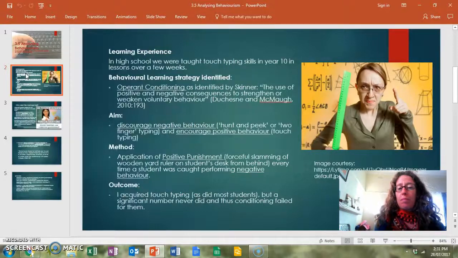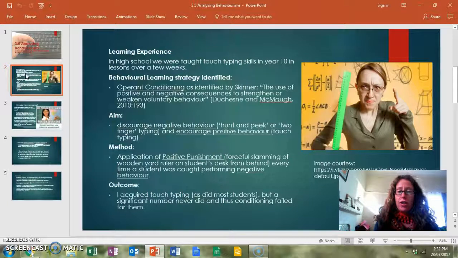The aim of this strategy was to discourage negative behaviour, which is the hunt and seek or using two fingers for typing, and to encourage positive behaviour, which was the touch typing or blind typing, where you weren't looking at the keyboard or at your fingers, just looking at the text while you're copying it with a typewriter.